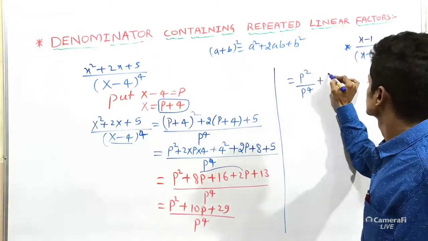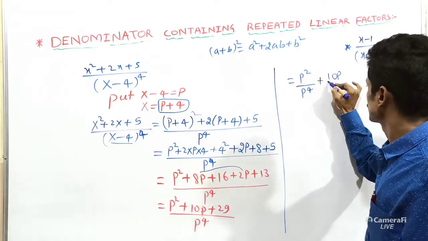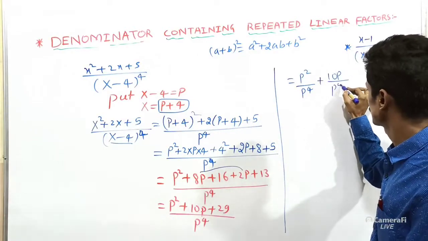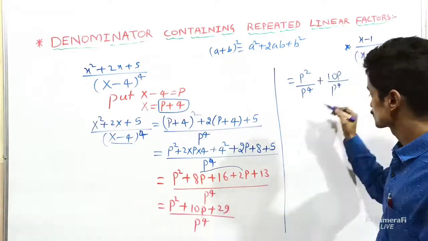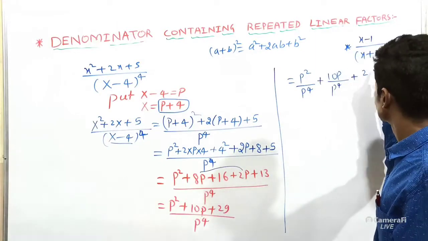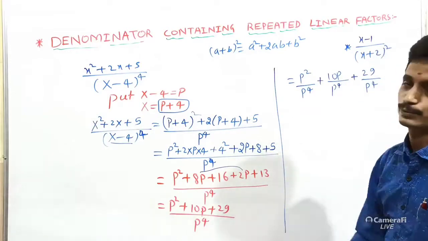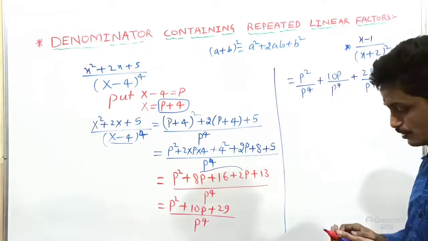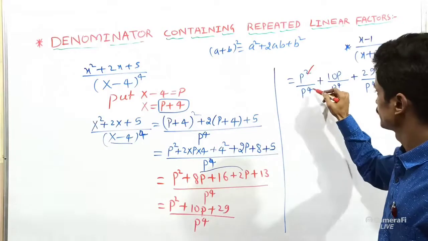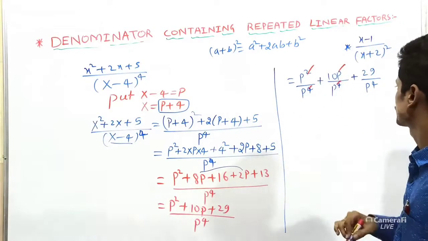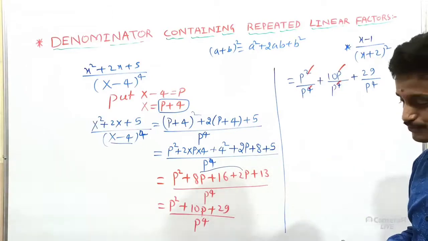10 plus 10 times of p divided by, how much is it? P power 4 plus just the constant term, that is 29 divided by p power 4. Further, we make it cancel, whichever are possible. P square and 1 p square will cancel. P and just 1 p will cancel. There is nothing else to cancel.